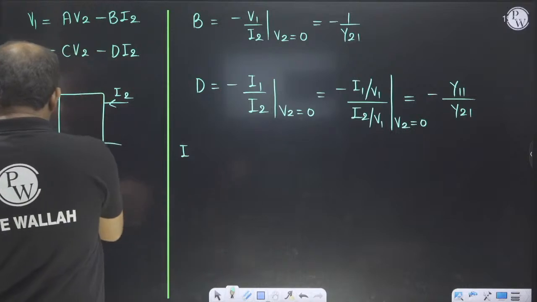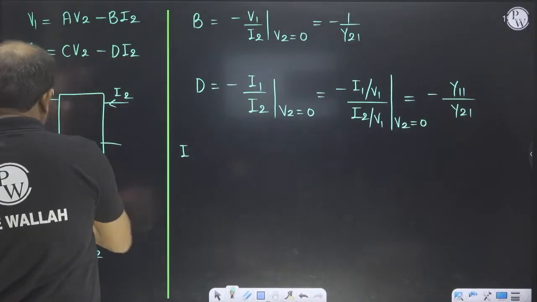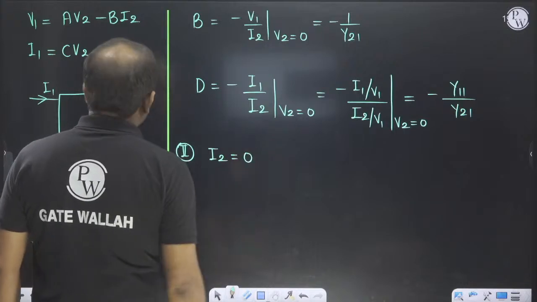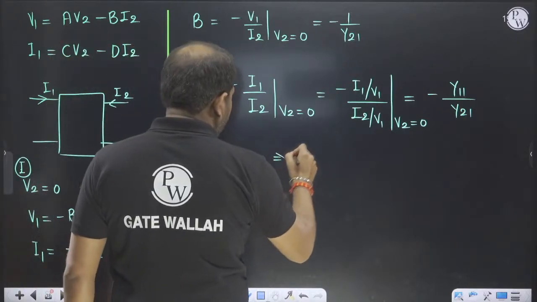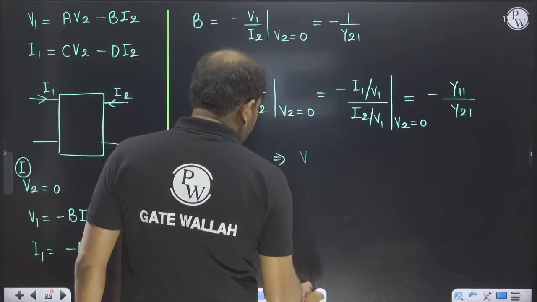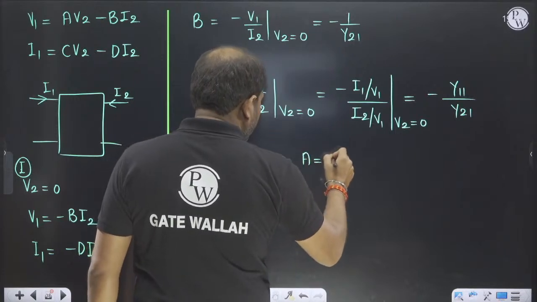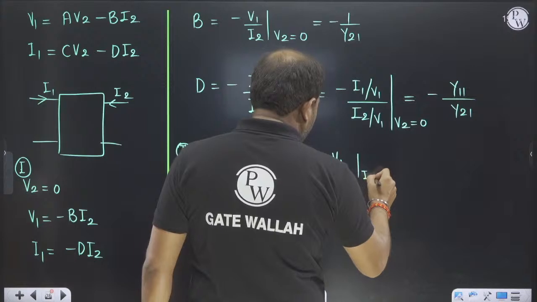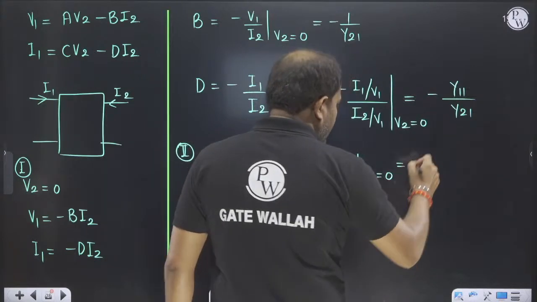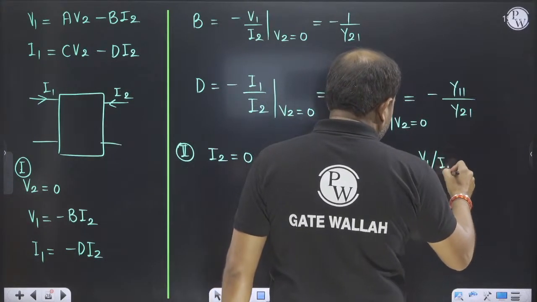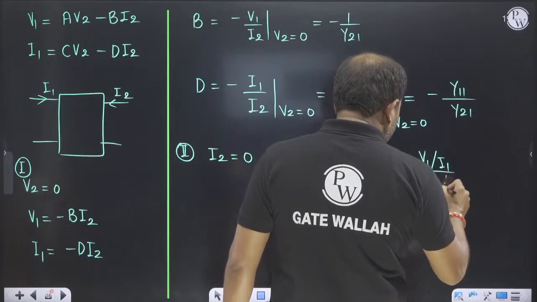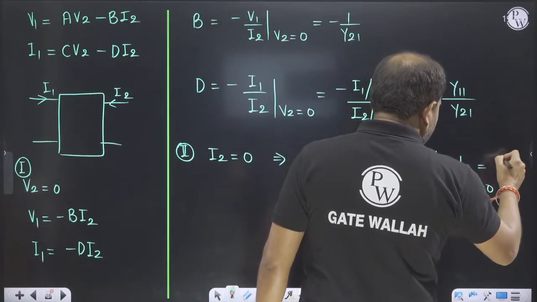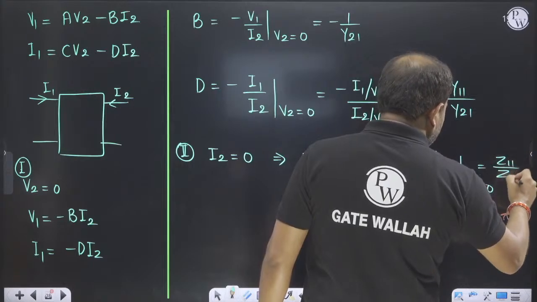Then we have the second case, I2 is equal to 0. If I2 is equal to 0, then A is equal to V1 by V2, with I2 equal to 0. I will think according to the Z parameter: V1 upon I1, I2 is 0, I1 is not 0, so it will be Z11 upon Z21.